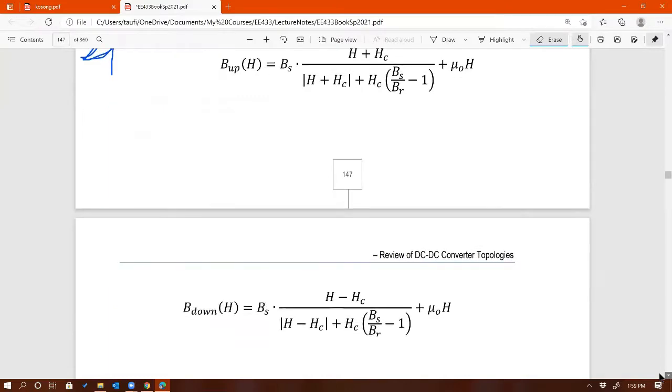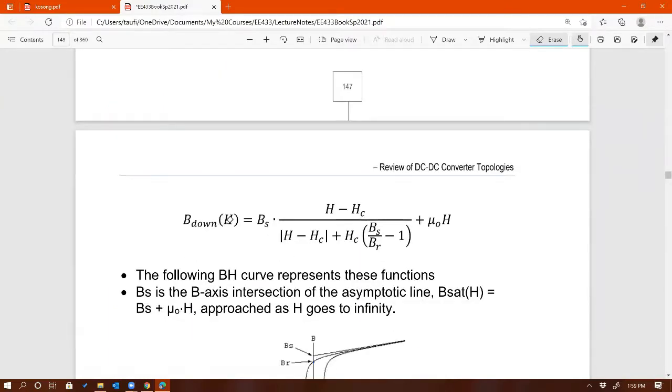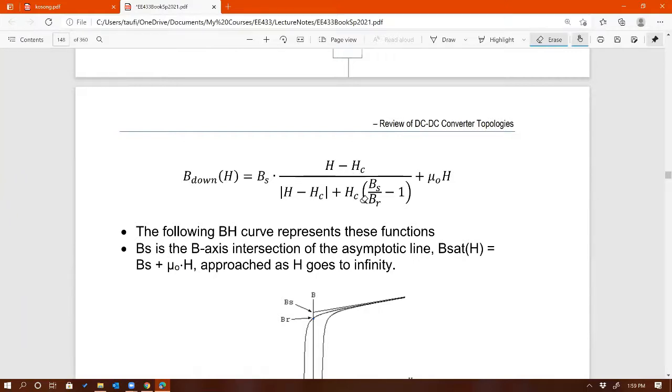And then the B down, which is a function of H, which is a function of current. As you know, H is equal to Ni over L. It's a function of the same thing, H of C, B of S, and B of R. Again, keep in mind that H in here is a function of current, the mean path length of the inductor, and the number of turns. There you go, it's Ni over L.